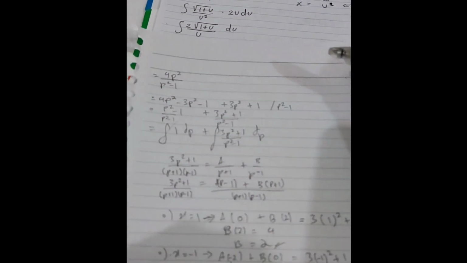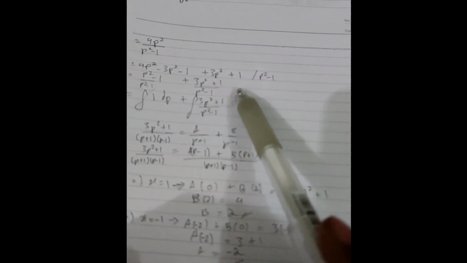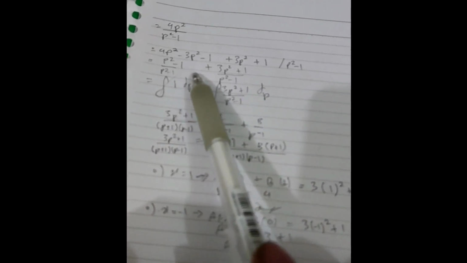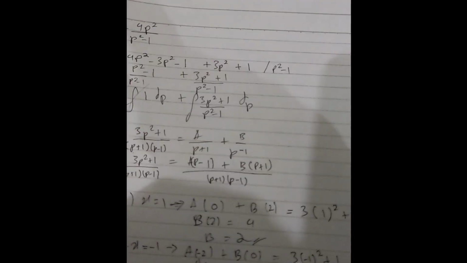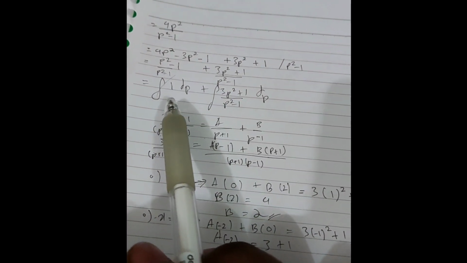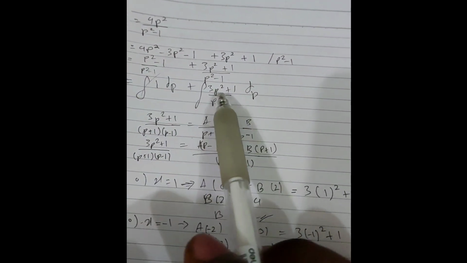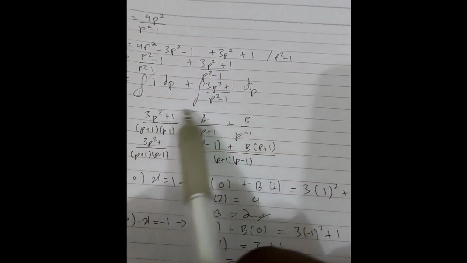This is the extra calculation that I did. For example, here we have 4p square minus 3p square minus 1 plus 3p square plus 1 over p square minus 1. So here p square minus 1, we just erase it, plus 3p square plus 1 over p square minus 1. So here we have only 1 dp plus the integral of 3p square plus 1 over p square minus 1 dp.